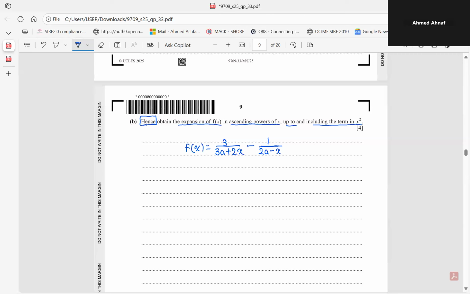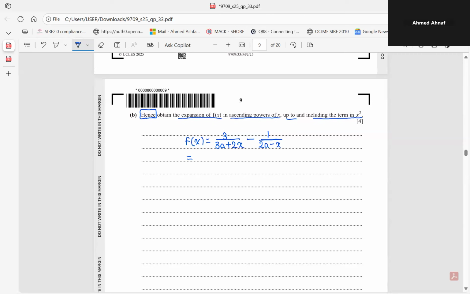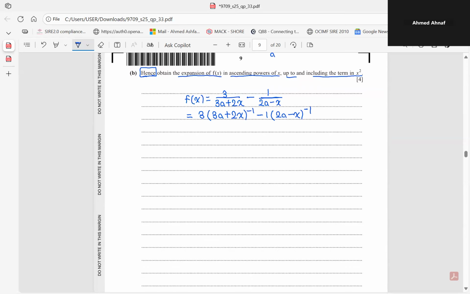Okay, then we can write this as a negative power. We can use the relationship 1 over a equals a to the power of -1. So this would be 3 times 3a plus 2x to the power of -1, minus 1 times 2a minus x to the power of -1.